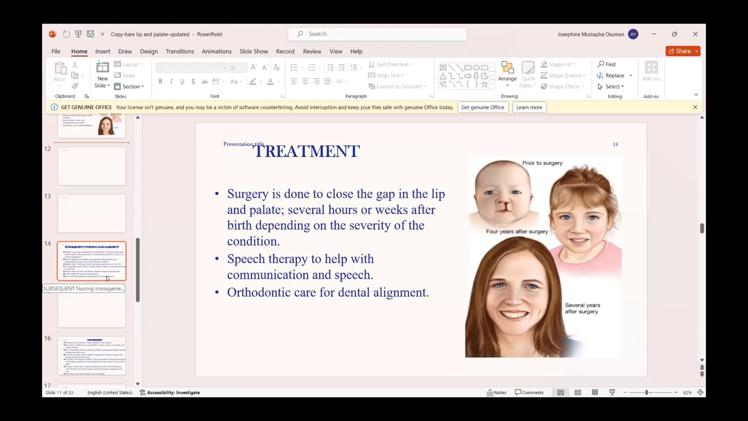And speech therapy will help with communication and speech, because it will affect the speech of the child in future. And in the neonates, it will cause feeding difficulties. And then orthodontic care for dental realignment. So that is in the future. But the feeding problem has to be managed now, so that it prevents such cases when the neonate is born.